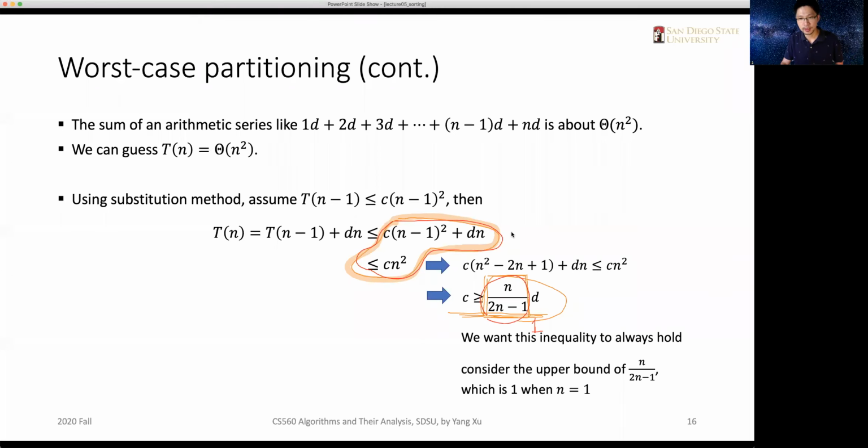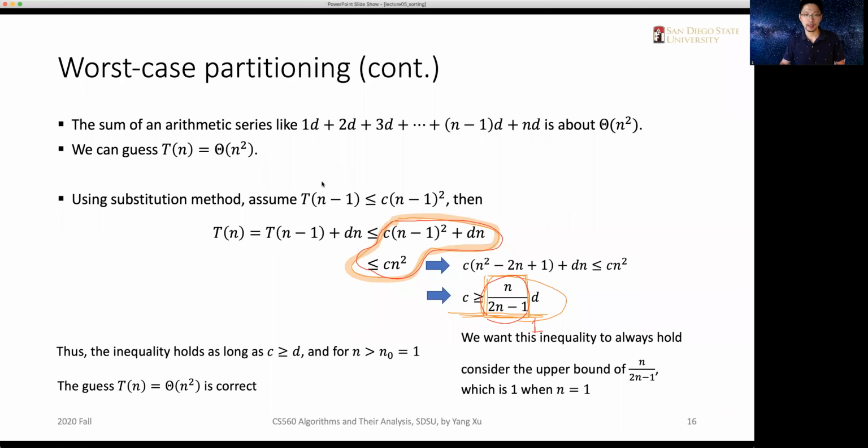Okay, so that's the c we want to find. We can choose c that is greater than d, and we also notice that the inequality will always hold true for n greater than or equal to 1 actually. So basically the solution is correct.